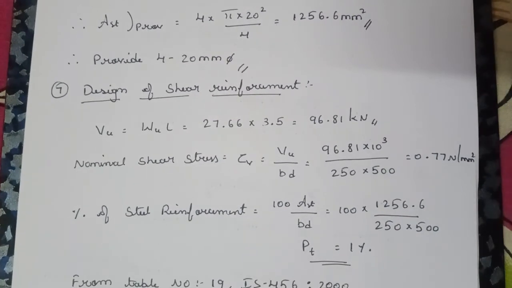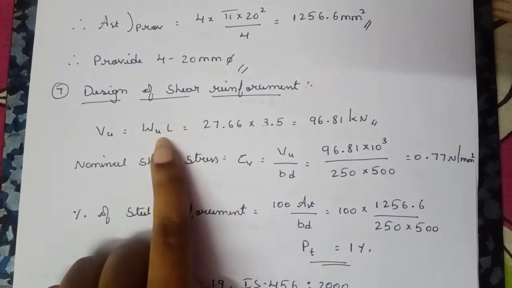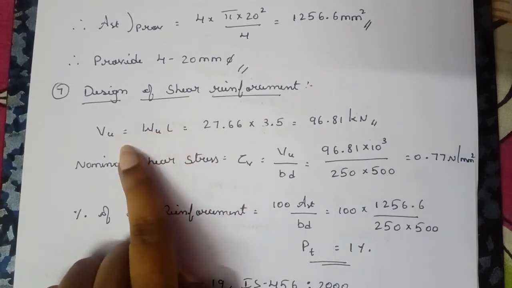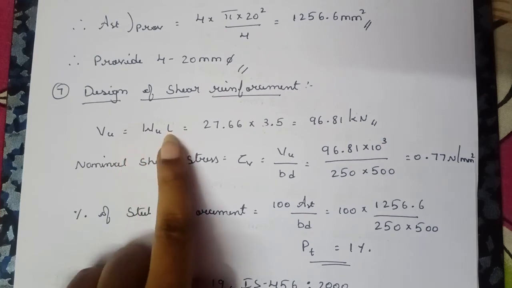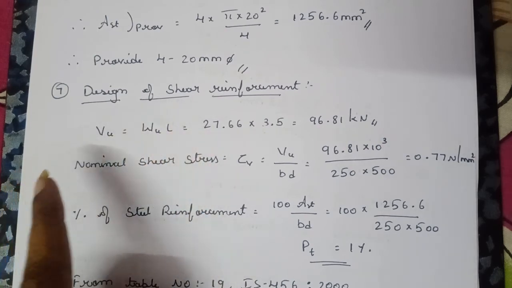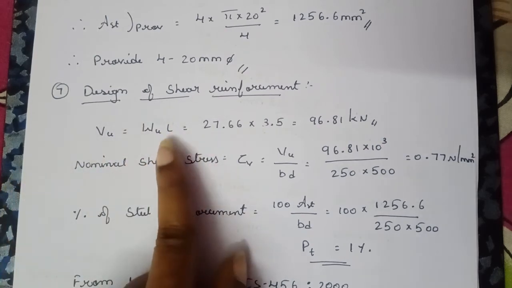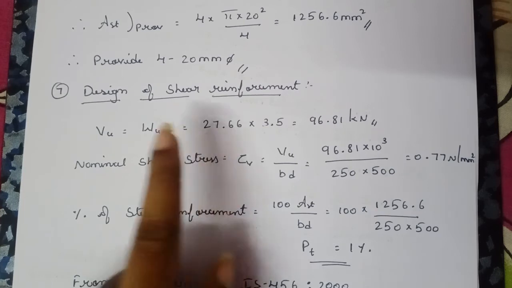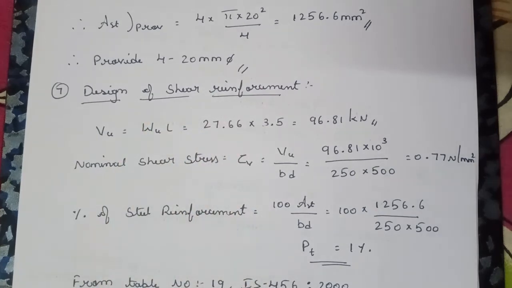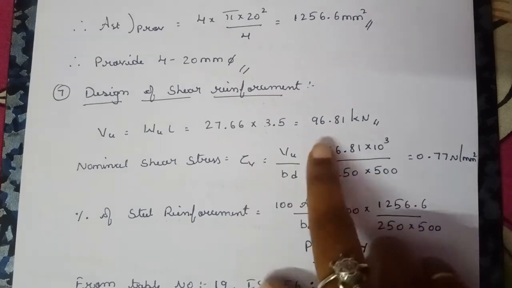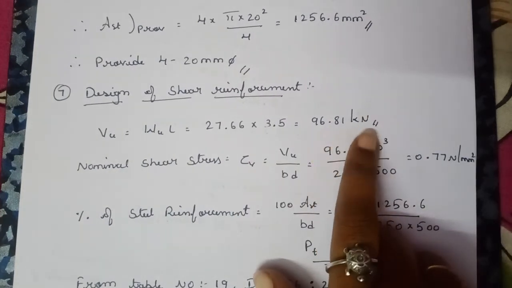We have come across the AST and everything. So now we will go with the design of shear reinforcements, or check for shear. As we know, WL by 2 is for simply supported. Here WUL is for cantilever. This formula will change with respect to the simply supported. That is the second formula which is changing. All the formulas are similar and steps are also similar. Substitute it, 96.81, you will get it.